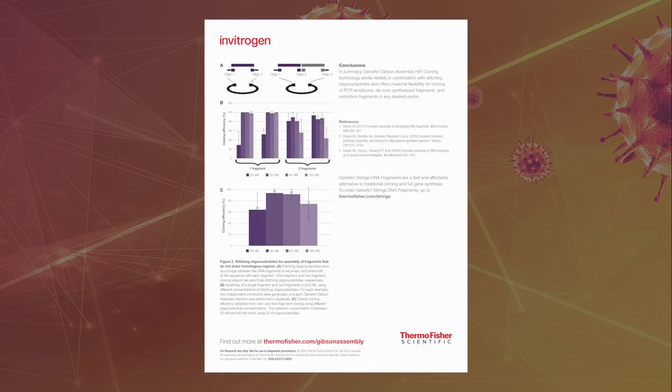This white paper explores the use of two strategies for building constructs with GeneArt Gibson assembly HiFi cloning technology, using complementary homology and also the use of stitching oligonucleotides, which offers maximal flexibility for cloning of PCR amplicons, de novo synthesized fragments, and restriction fragments in any desired vector.